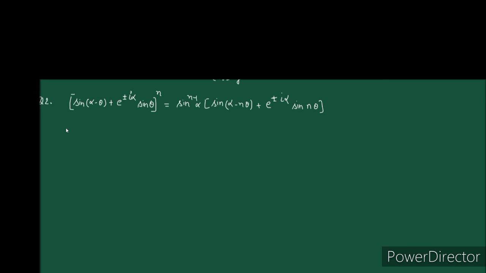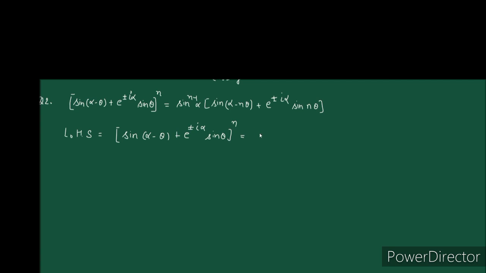So open the left hand side. To solve this question, you have to first open the left hand side. So what is the left hand side? Sine alpha minus theta plus e raised to power plus minus iota alpha sine theta, whole raised to power n. Okay, so if you rewrite: sine alpha minus theta plus e raised to power plus minus iota alpha sine theta raised to power n.